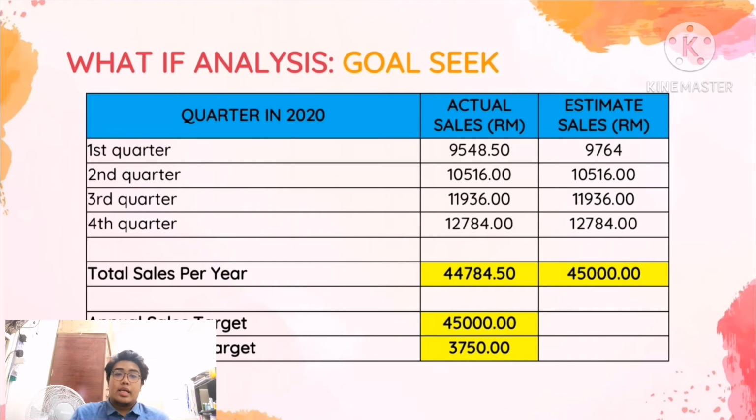What-if analysis. Our mission is to achieve the goal. The goal profit our company tries to achieve is 45,000 in year 2020. After we calculate with actual sales, we can achieve our estimated target. In the first quarter of the year 2020, our company can achieve the estimated target.